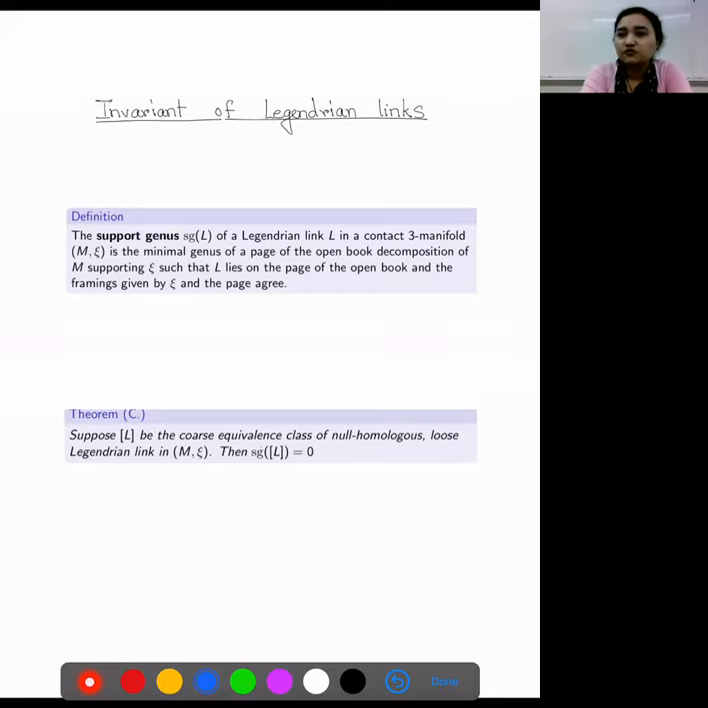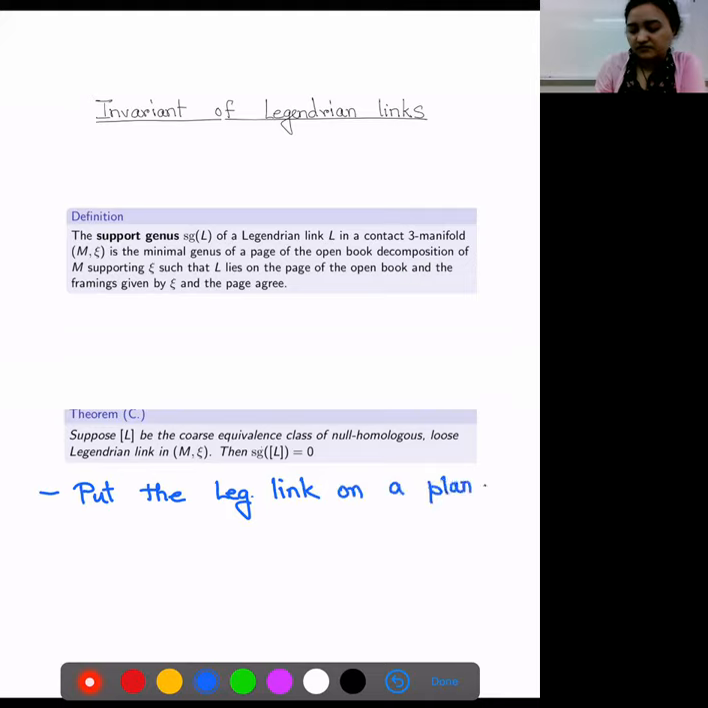The first step of the proof is to put the Legendrian link on a planar page. And this is possible due to Onaran's result, where she showed that any Legendrian link in any three-manifold can be put on a planar page. But be careful, this is a purely topological result. So the open book might not be supporting the contact structure we want it to support.